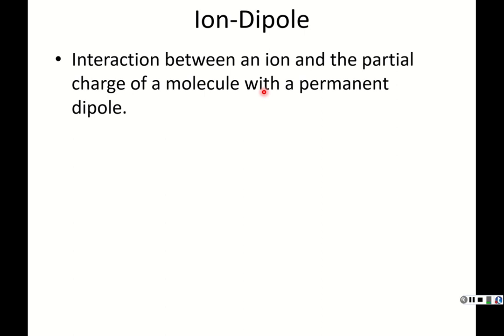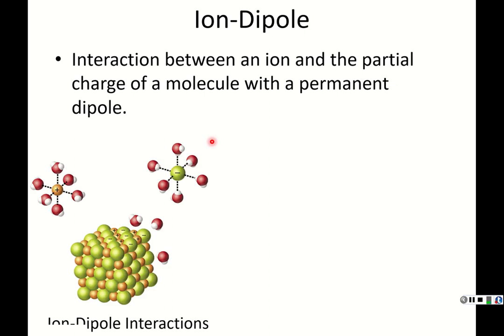Interaction, if we look at ion-dipole now, is the interaction between an ion and a partial charge of a molecule with a permanent dipole. So something like a salt being dissolved in water: we have an ionic substance that has these ion-ion interactions at very close range to one another. It can dissolve, and those interactions are very strong.